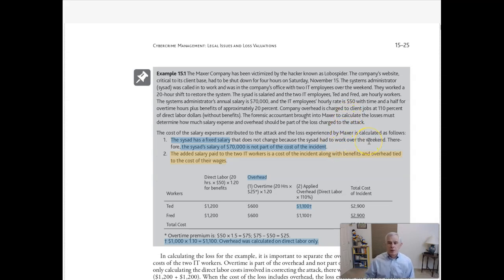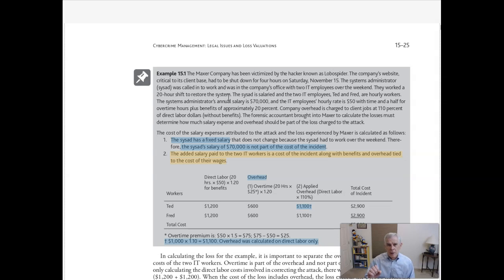Now, in this example, this is a very simple example here. We have a company that was hit by a cyber attack, and what happened here is that they worked over the weekend. They worked 20 hours over the weekend to get the system back up and running. So it wasn't a weekday. Now they had 2 salaried employees and then some IT employees. And they brought in Ted and Fred, they're hourly workers, and they helped with this.